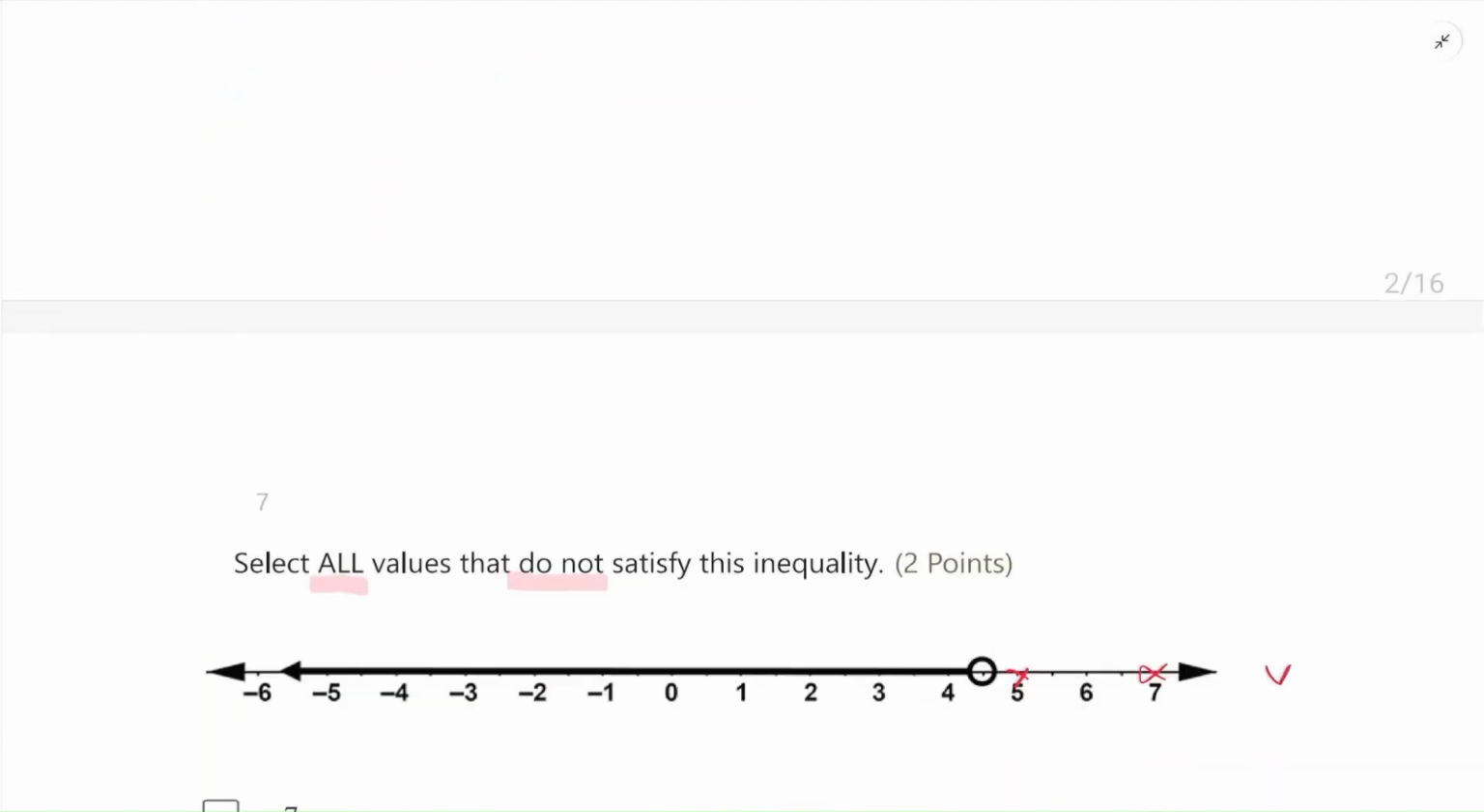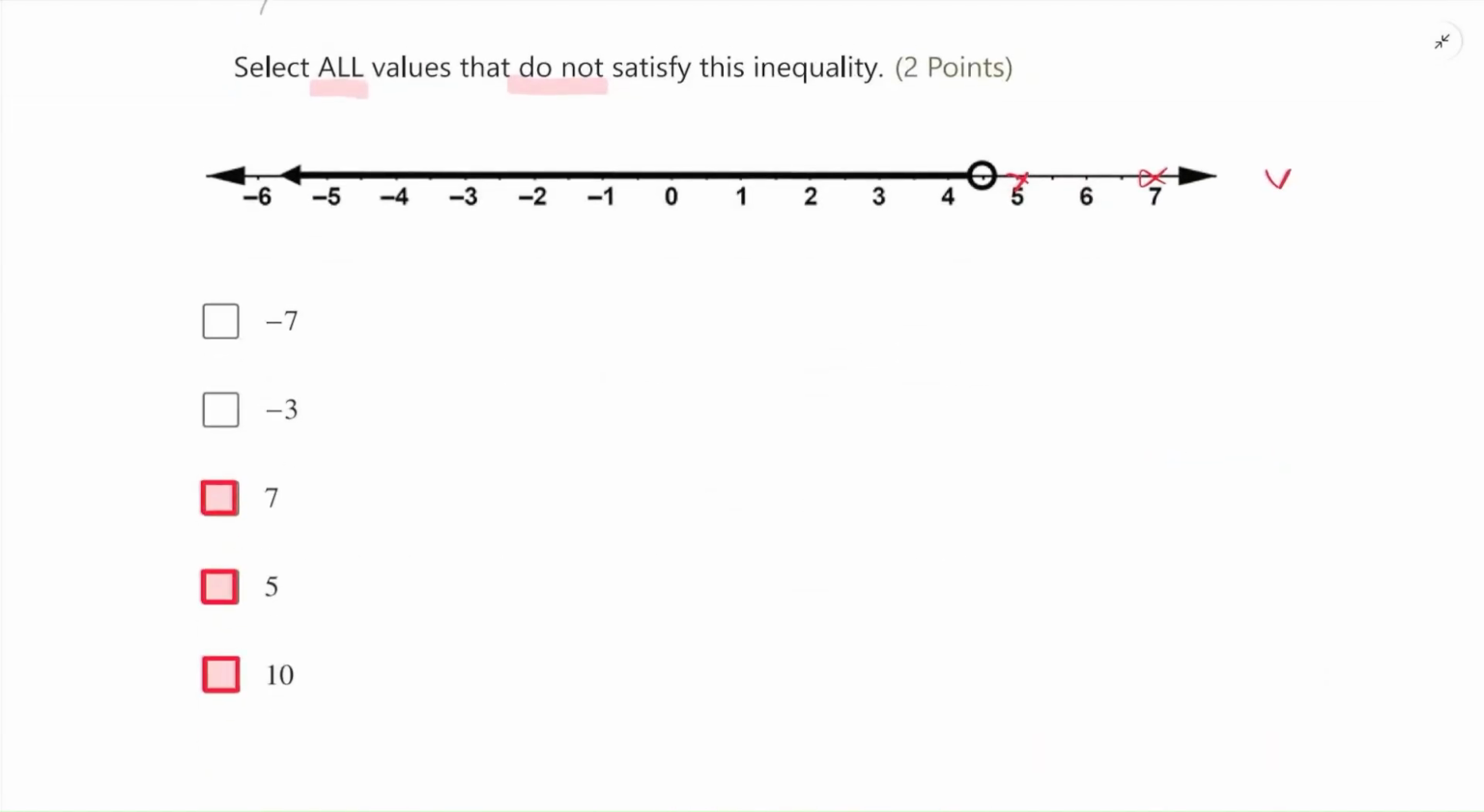This next question, it says select all values that do not satisfy this inequality, and there are 3 of them. This inequality is that x's have to be less than 4.5, and those values that do not satisfy that, 5, 7, and 10, are values that don't make that true.